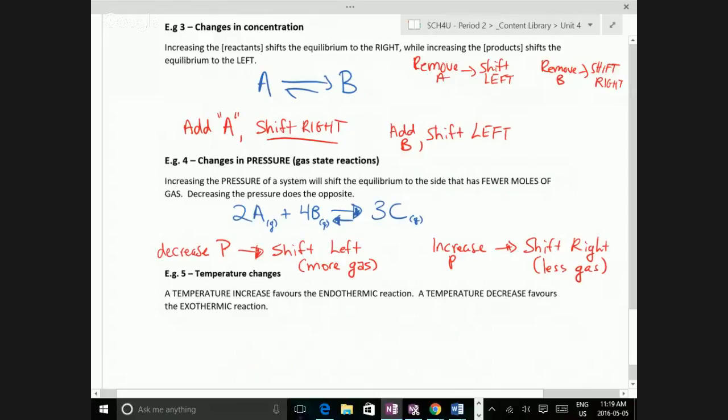So if you can just imagine chemistry being like a stubborn child, which shouldn't be too big a stretch for most of you, I don't think, you'll understand Le Chatelier's principle.